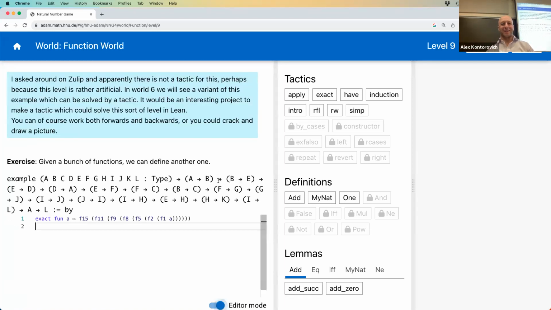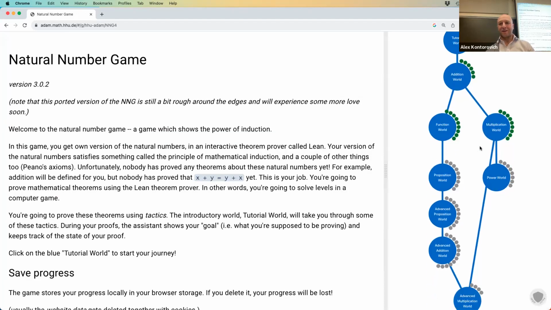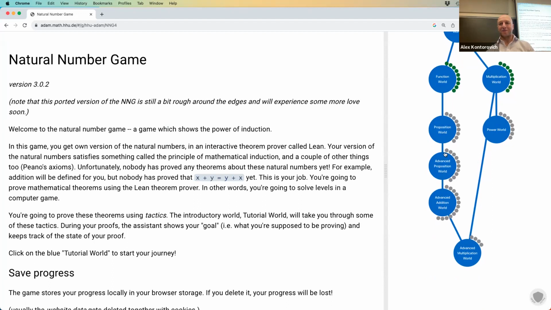Okay, so just so we can see it, this is it. You give me an element of A, I'll apply F1, F2, F5, F8, F9, F11, and F15. Okay, good enough? That's it for function world, and others are similar and left to your enjoyment.